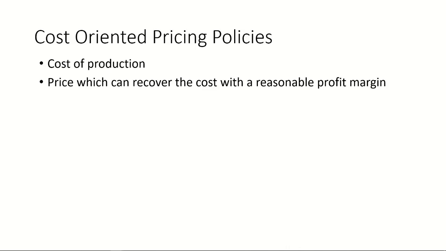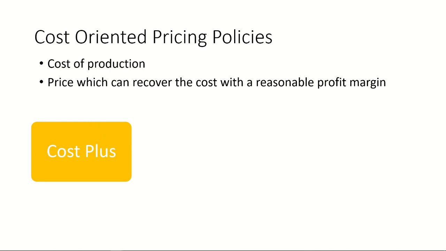The first one is cost oriented pricing policy. The base of this policy is the cost of production. We know what we mean by cost of production. So the price that we determine under the cost-oriented pricing policy is that price which can recover the cost within a reasonable profit margin. So we got the equation, that the price is equal to the cost plus profit margin.